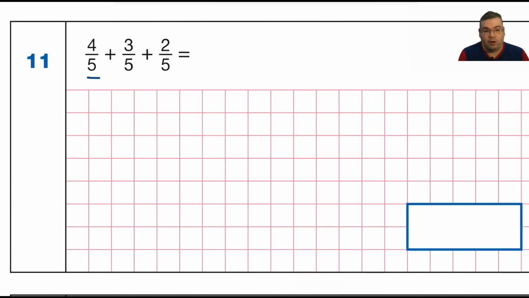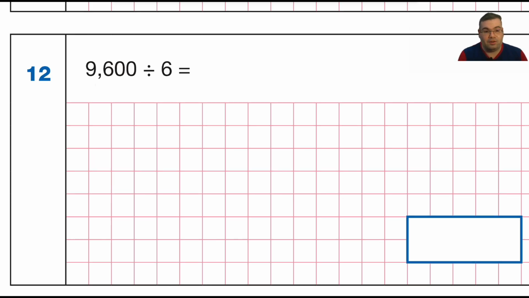Here we can see the denominators are the same, so you can just simply add the numerators. 4 plus 3 plus 2, that is 9. So this is 9 over 5. So that is the answer. So you can write 9 over 5 or you can write it as 1 and 4 over 5 in mixed fractions. Both are correct.